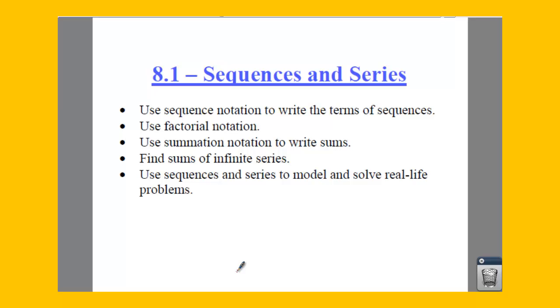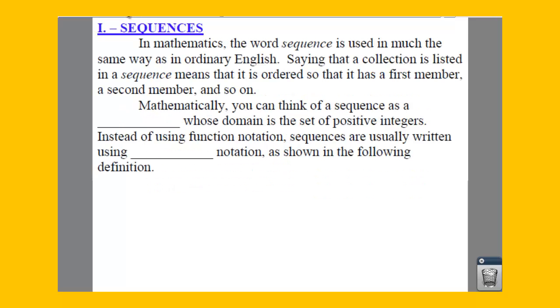Alright, so let's look at our 8-1 here. What we're going to be doing with this lovely section is we're going to use sequence notation to write the terms of sequences. We're going to use factorial notation. Whoop, something new. We're going to use some summation notation to write sums, find sums of infinite series, and use sequences and series to model and solve real-life problems.